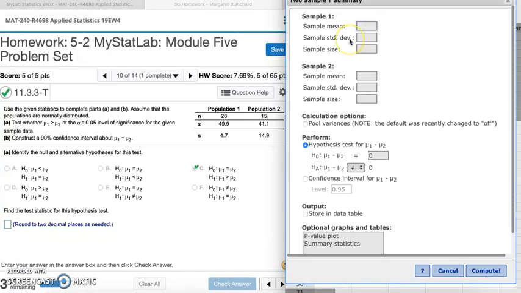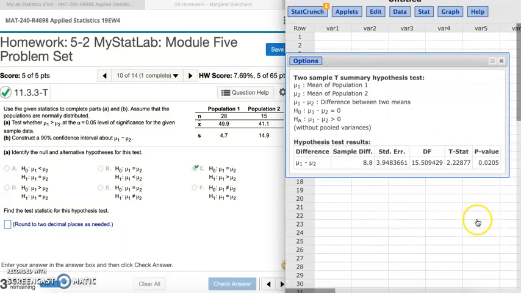So our sample mean is 49.9. The standard deviation is 4.7. The sample size is 28. For sample 2, our sample mean is 41.1. Standard deviation is 14.9. And the sample size is 15. As you see right here, hypothesis test is already checked. So it already inputs the null hypothesis as mean 1 equal to mean 2, or the difference is equal to 0. And our alternative is that it's greater than 0, or that mu1 is greater than mu2. Let's click compute. That gives us our test statistic and the p-value.